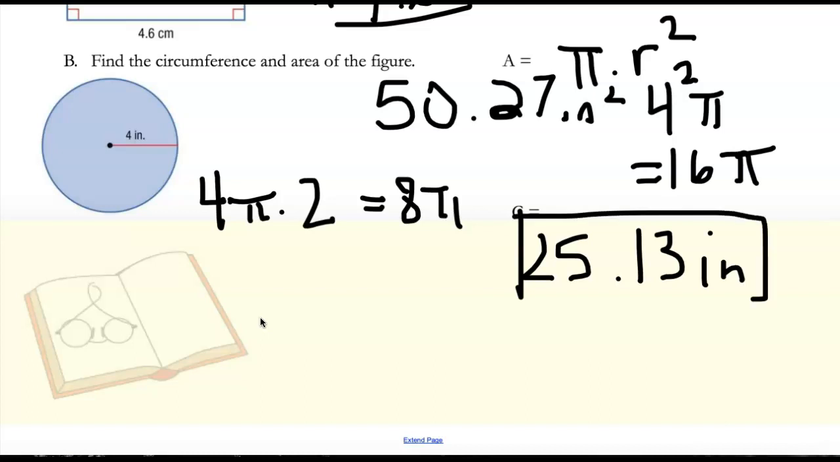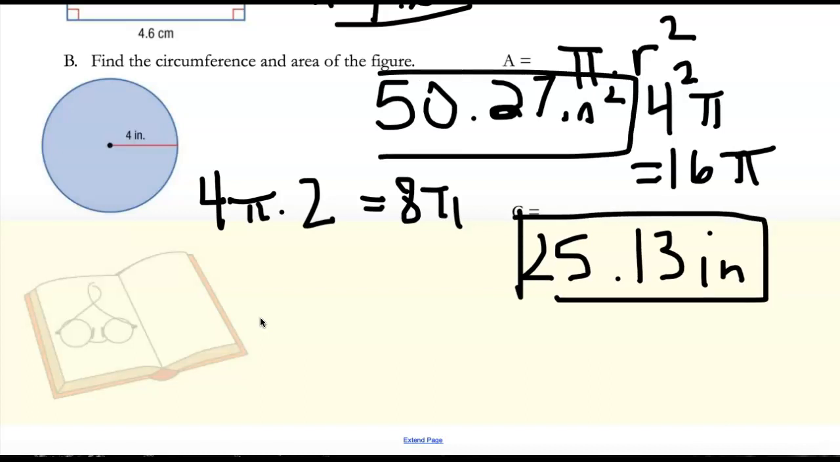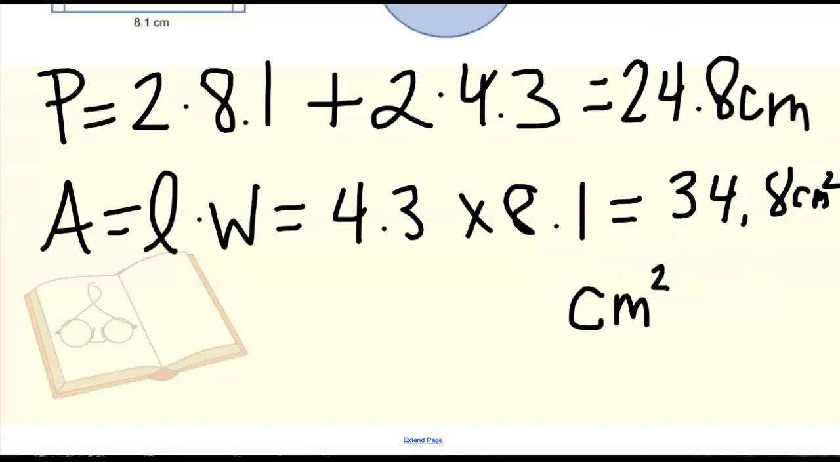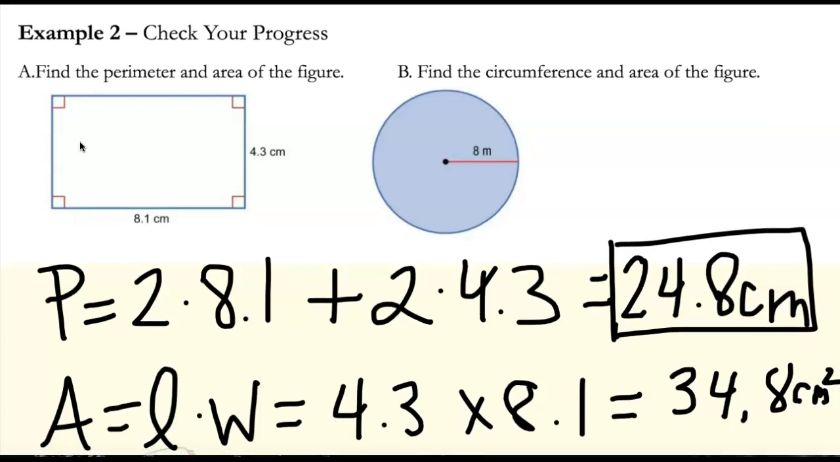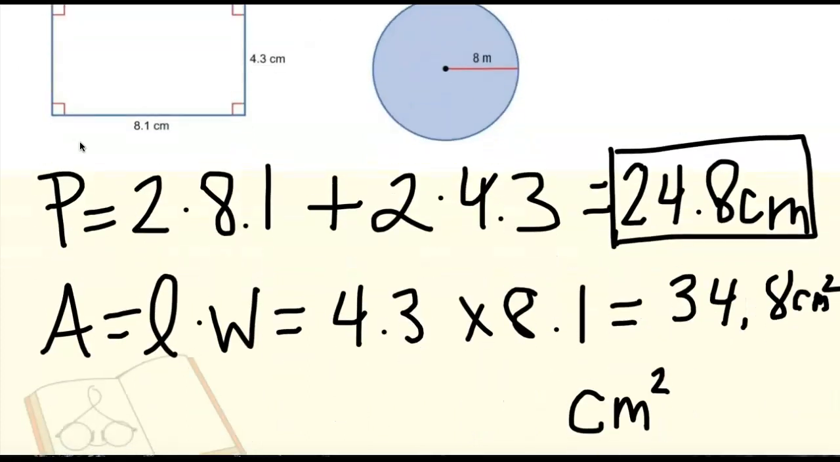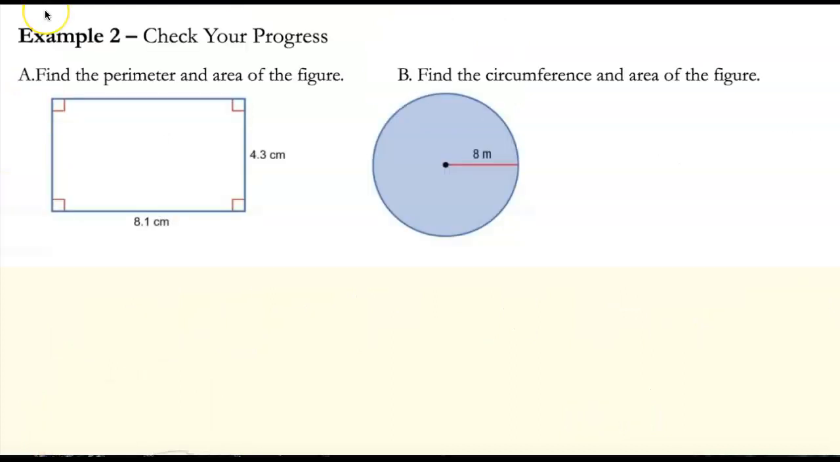Okay, so on the next slide, I'd like you to pause the video, go ahead and try those 2 examples, and then we'll come back to check them together. So we have the first example, which has the perimeter, and that comes out to be 24.8 centimeters, and then the second is 34.8, and that's centimeters squared.